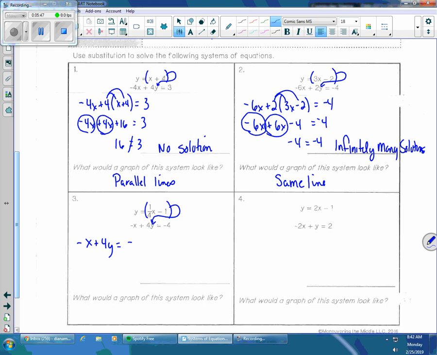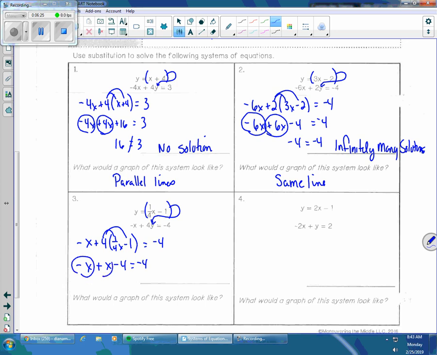Oh boy. Hopefully you paused and now you're looking at this going, well, what are you doing, Mrs. Huntley? Because obviously I made a mistake there. Okay, so instead of y, I'm going to say 1/4 x minus 1 equals -4. Got to distribute. Negative x. 4 times 1/4 is 1, or just plain old x, because I don't have to write the 1 in front of it. Positive 4 times -1 is going to be a -4. Combine like terms.